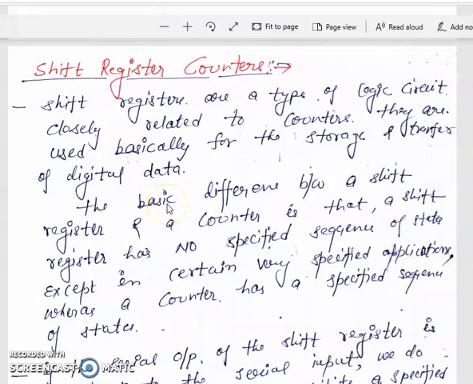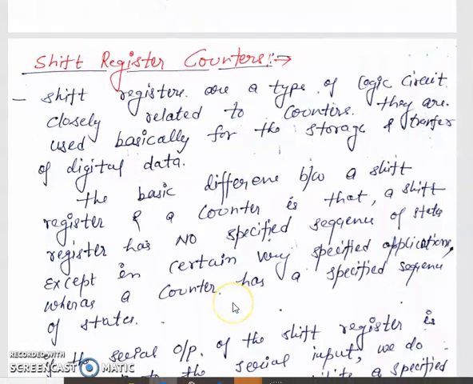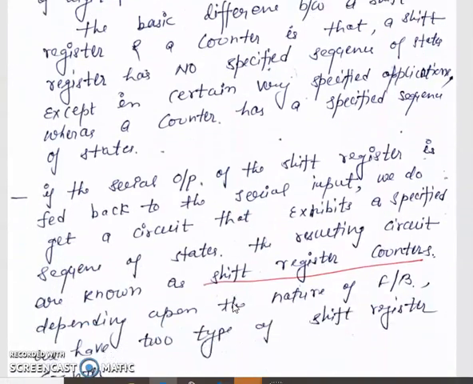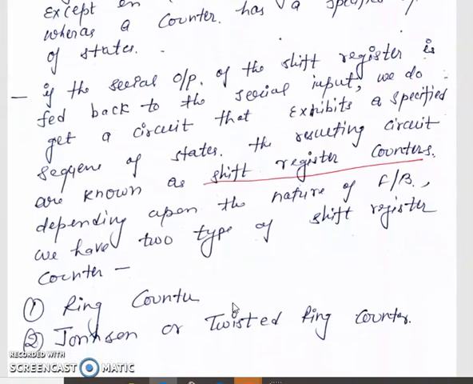The basic difference between a shift register and a counter is that a shift register has no specified sequence of states except in certain very specified applications, whereas a counter has a specified sequence of states. If the serial output of the shift register is fed back to the serial input, we get a circuit. It is called a shift register counter, in a particular sequence.